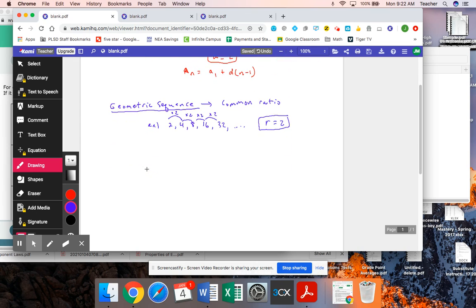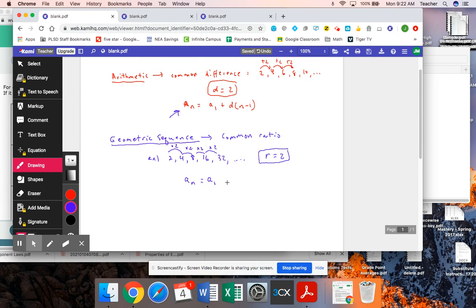Both of them have a pattern. When we had that explicit formula for the arithmetic right here, we had a sub n, which is the nth term. That's going to be the same. We had the first term, a sub 1. That's going to be the same. But instead of having an addition, because we're not adding 2, we are going to multiply by the common ratio, r. Up here we added, here we're going to multiply because it's the common ratio.